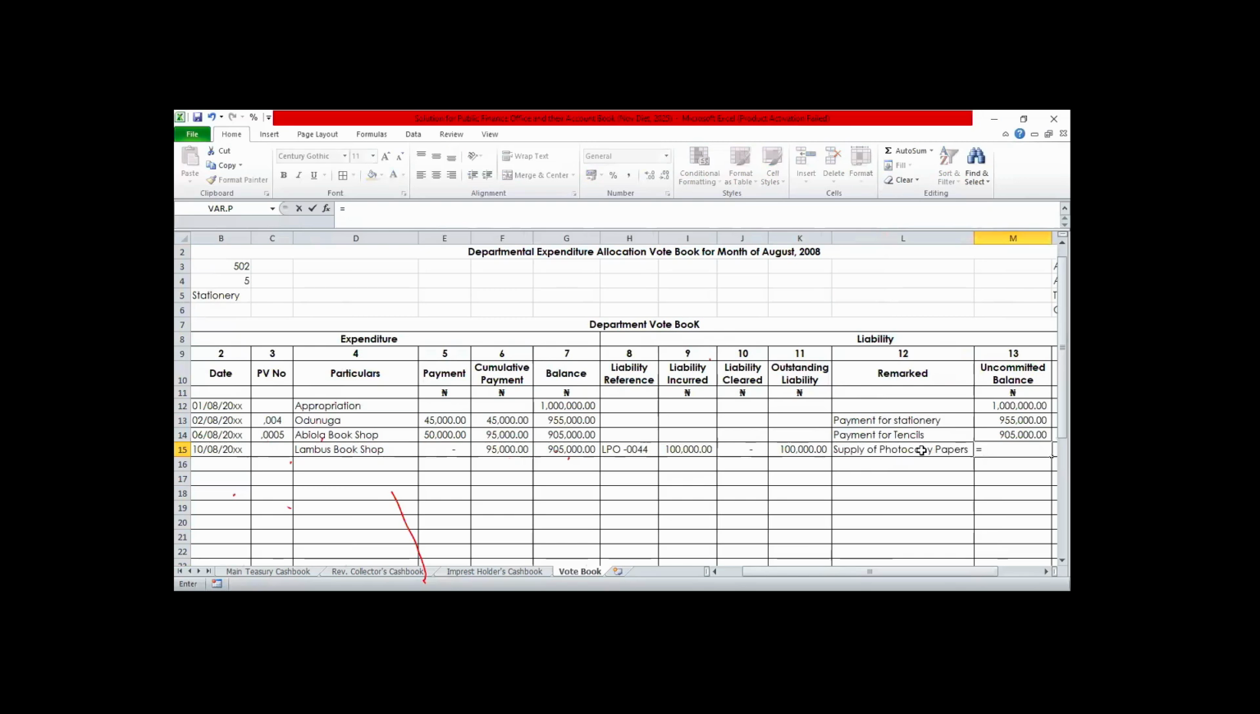Now, this one, 905,000 minus the 0 payment, it still remains the same. Nothing has happened. What's the next one?